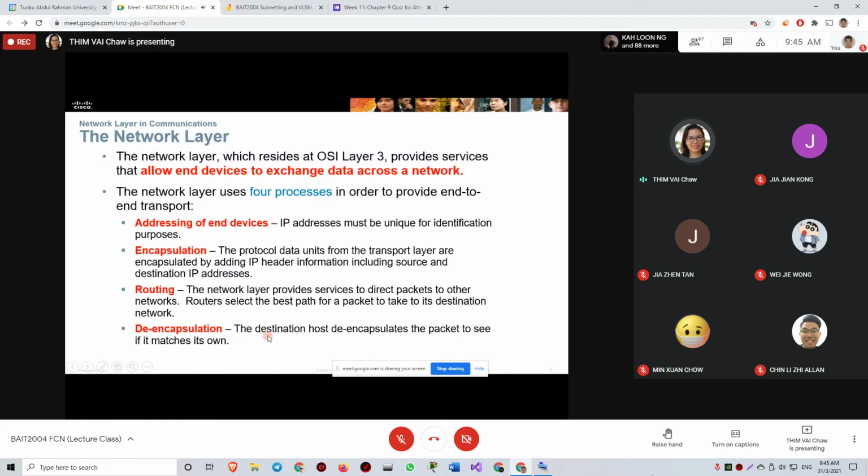Let's say the packet is a broadcast message, so it is sent to everybody and everybody will receive this broadcast message. It means that each device must do the de-encapsulation to check the packet, looking at the destination IP address, whether it matches its own IP address or not. If no, then the packet will be dropped. If yes, it means that the packet belongs to it. So these are the 4 processes that need to be performed at the network layer.